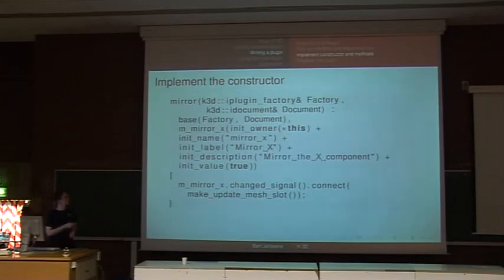Next, we initialize a description, which is shown in the tooltip once it shows up in the user interface, and we give an initial value of true. The constructor body then has to take into account that we have to update the mesh if the property changes, so we simply connect to the C++ change signal that is emitted by our new property.